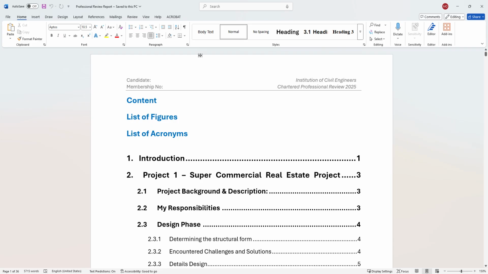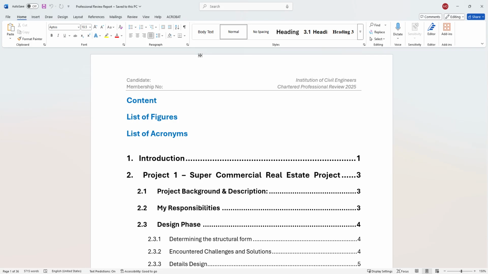If you look at the very top, the candidate has stated their membership number. Obviously, this has been taken out, and you just have a heading in there telling you that it is the ICE Chartered Professional Review. There is a table of contents, list of figures, list of acronyms.